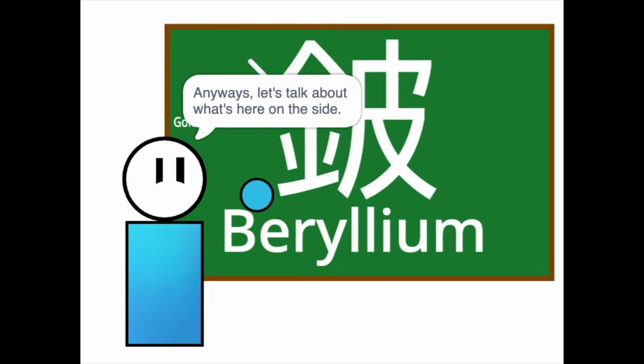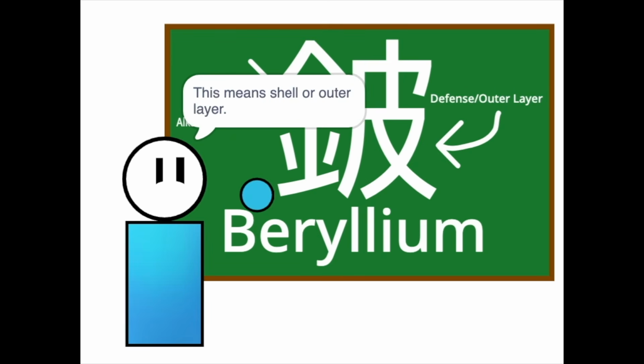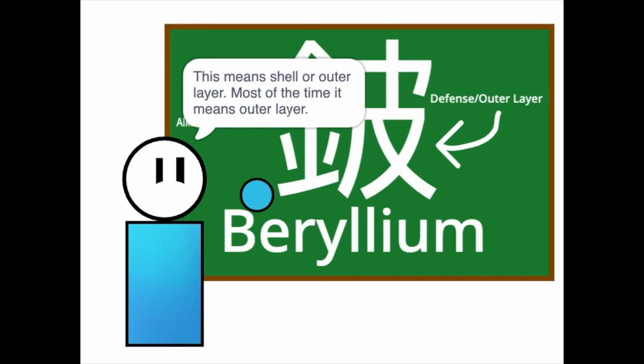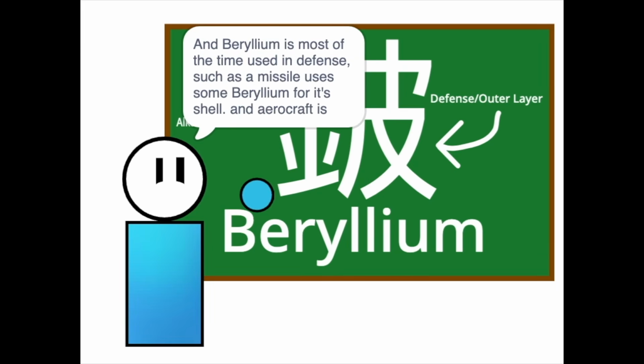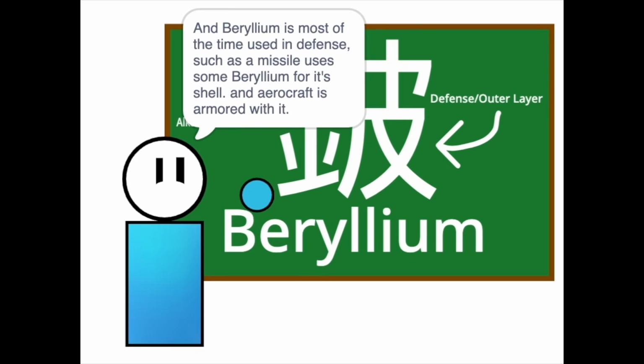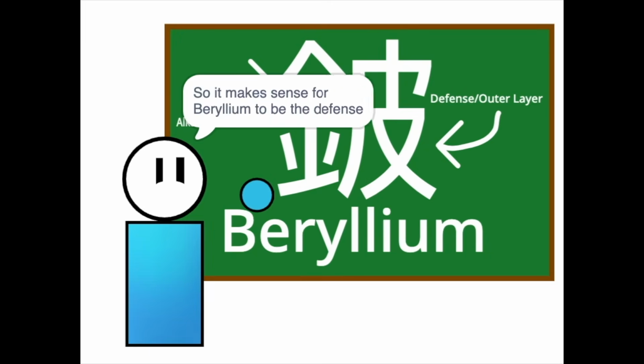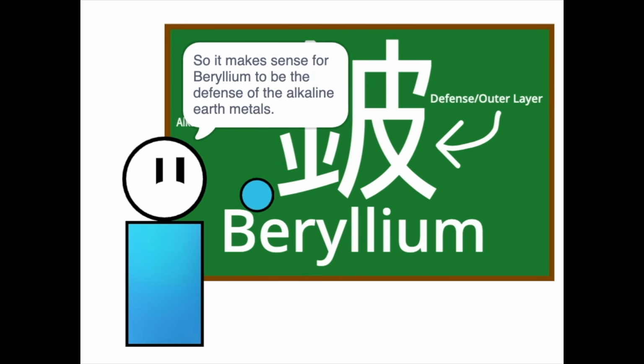Anyways, let's talk about what's here on the side. This means shell or outer layer. Most of the time it means outer layer. And beryllium is most of the time used in defense, such as a missile uses some beryllium for its shell, and aircraft is more. So it makes sense for beryllium to be the defense of the alkaline earth metals.